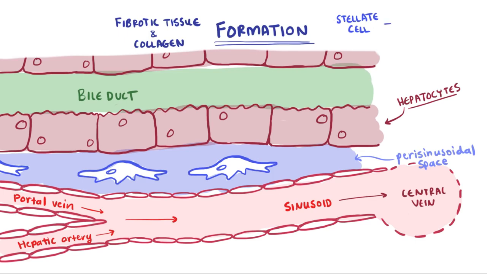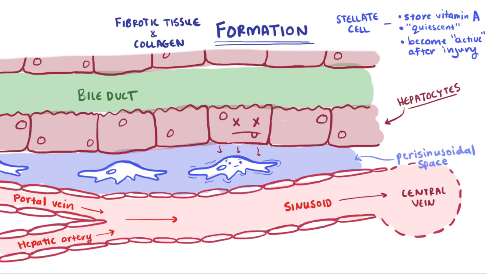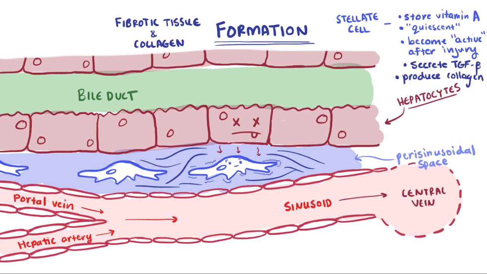And usually, in healthy tissue, these guys' main function is to store vitamin A and are otherwise considered quiescent, or sort of dormant. When the hepatocytes are injured, though, they secrete paracrine factors that activate and sort of change the stellate cells. When activated, these stellate cells lose vitamin A, proliferate, and start secreting transforming growth factor beta 1, or TGF-beta, which then causes them to produce collagen, which is the main ingredient in extracellular matrix, fibrosis, and then scar tissue.